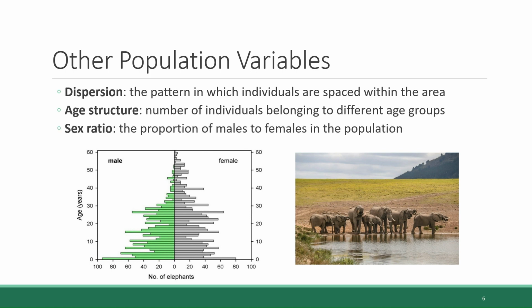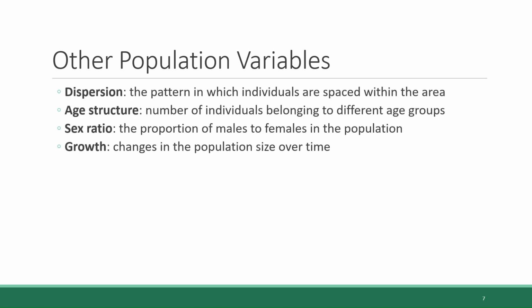You can see that the diagram also represents another characteristic of the population, which is the sex ratio, the proportion of males to females in the population. The males are represented in green on the left, the females are represented in gray on the right. And one more characteristic of populations is their growth, meaning how the population size changes over time.